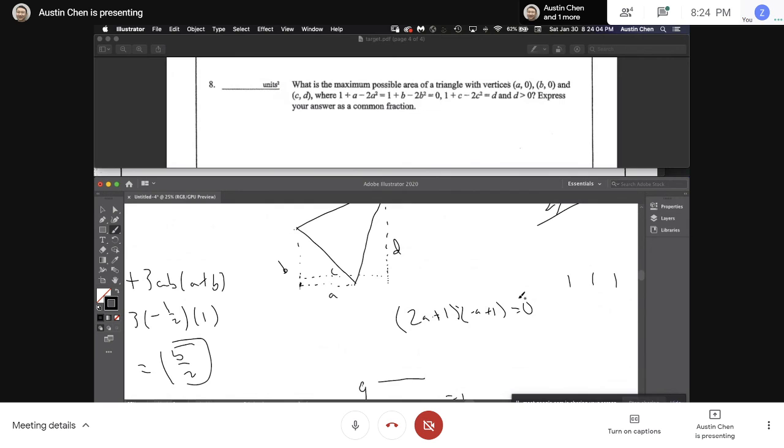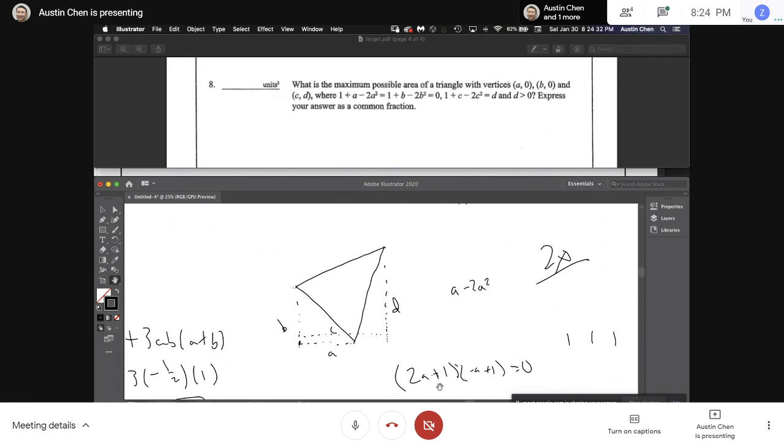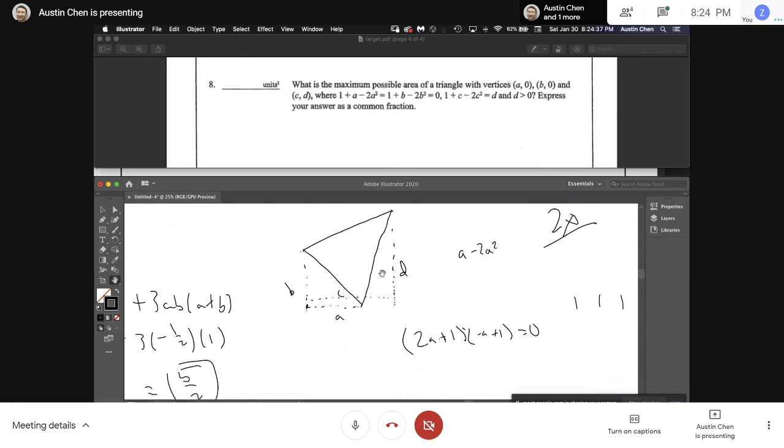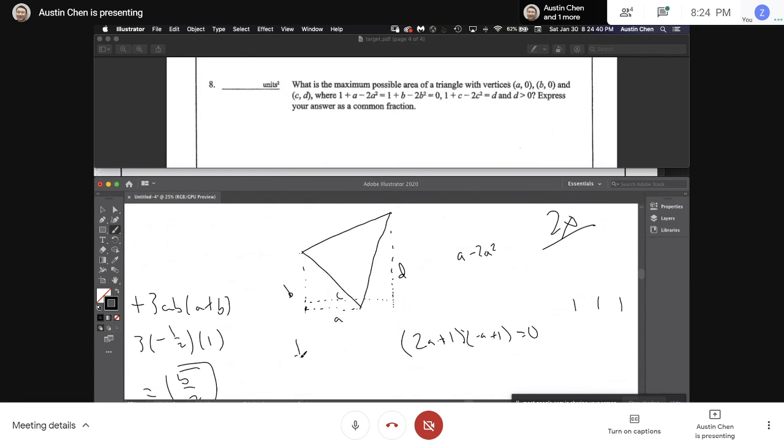Equals d. So I mean, you could just solve for different values of a, I guess. Wait, what? Or you want the maximum possible area? Yeah. Okay, well, isn't the area just 1/2 DC?